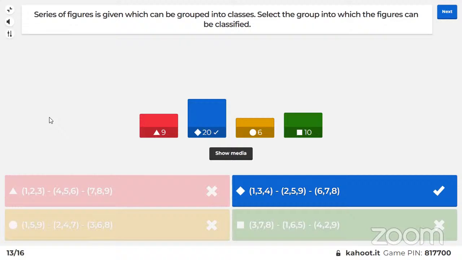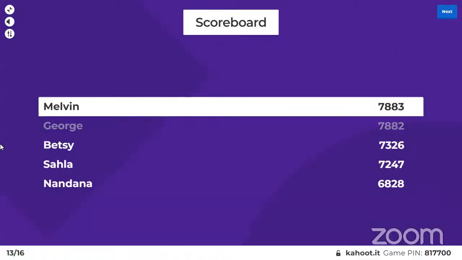All right, so how can you classify them? 1, 3, 4, 2, 5, 9, and 6, 7, 8. All right, scoreboard. Melvin still on the top with 8703 points. Second, we have Betsy. Third, we have Sahla. Fourth, we have George. And fifth, we have Nandana. All right, that's all from the scoreboard.